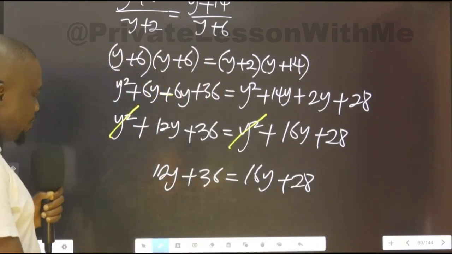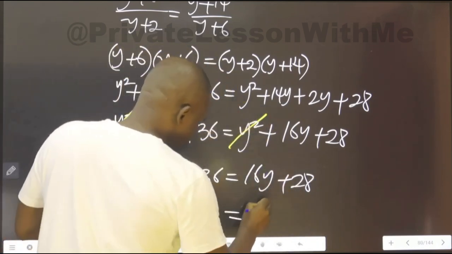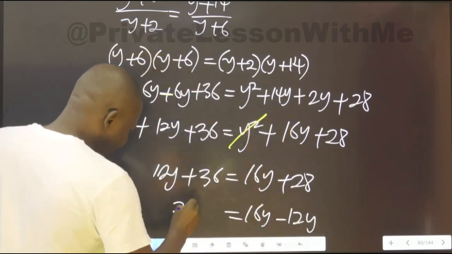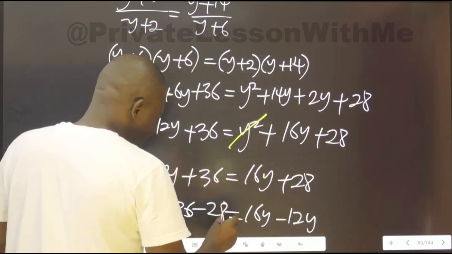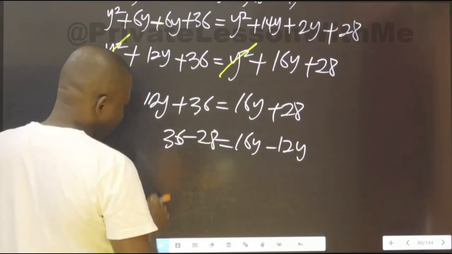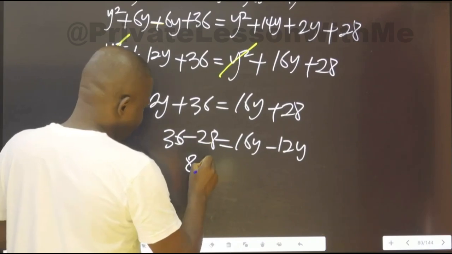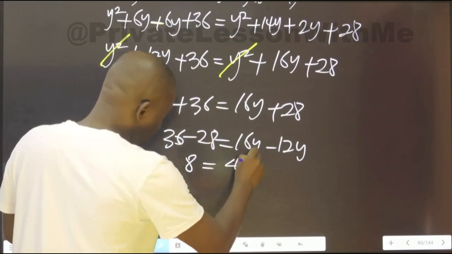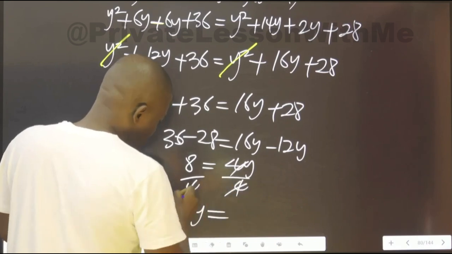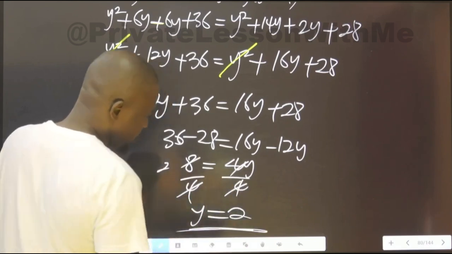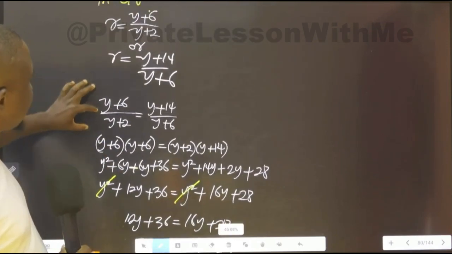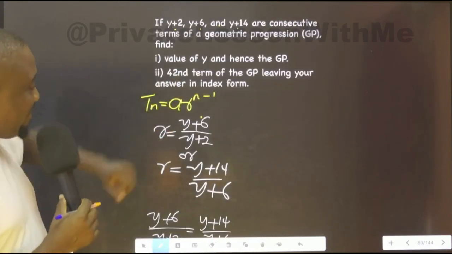You also agree with me if I move this to this side now, I will have 16y minus 12y, while I move this to this side, I have 36 minus 28. You agree with me that if I do this, I'm going to have 8 as equal to, this will give us 4y. And divide both sides by 4, y therefore is equals to 2. So we have the value of y now.